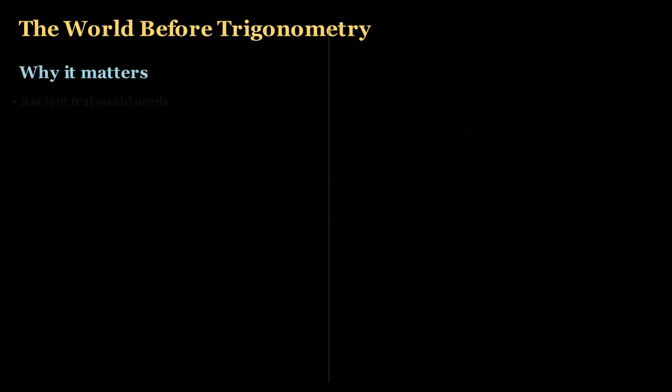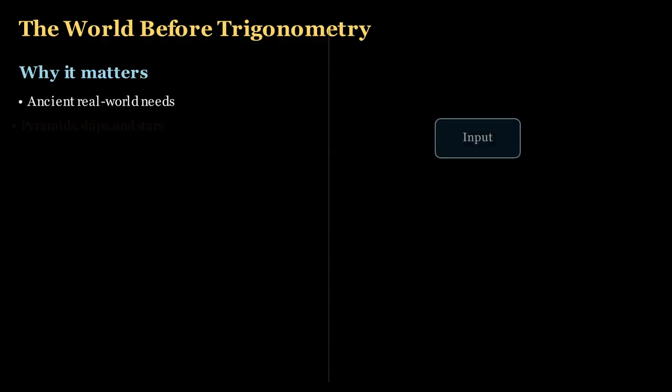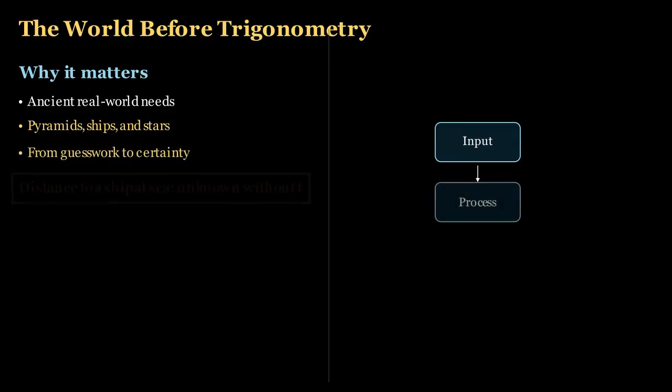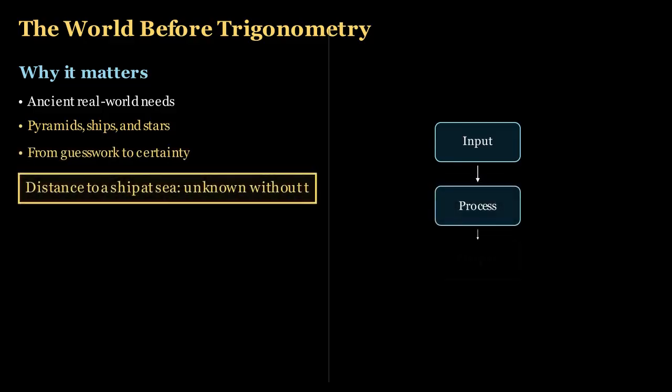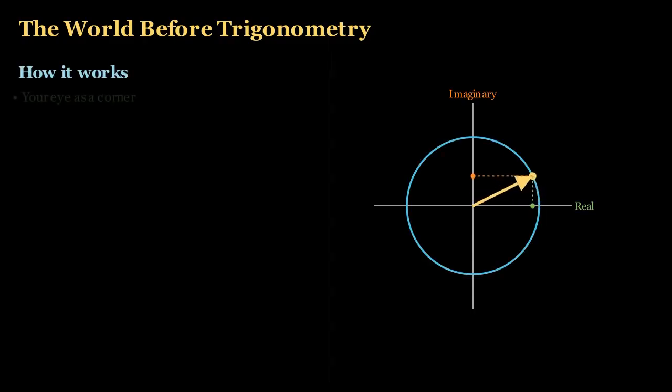Ancient Egyptians needed pyramid heights for construction. Sailors needed distances to shore to avoid rocks. Astronomers wanted to map the sky. A simple ruler couldn't answer these, so they invented a way to turn a line of sight into a measurable shape. Stand back and look at the peak.